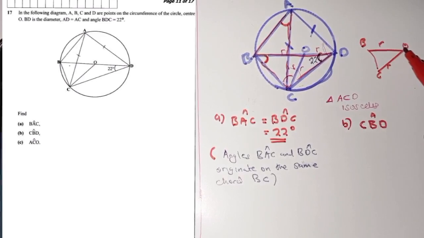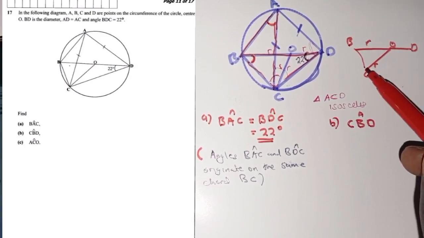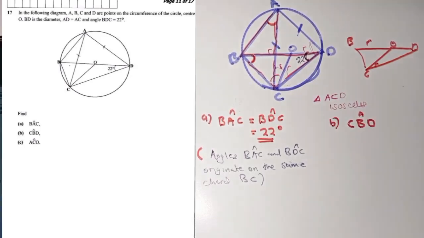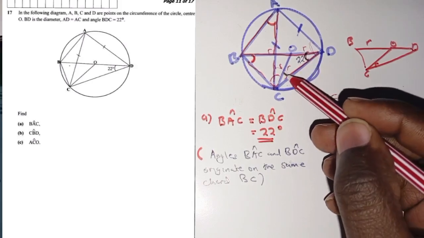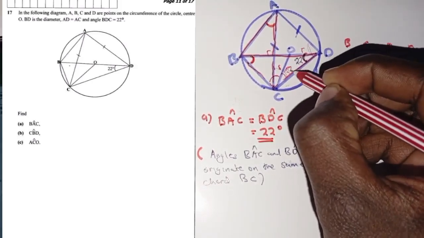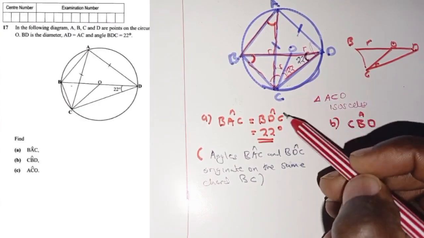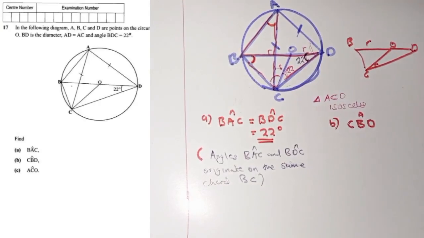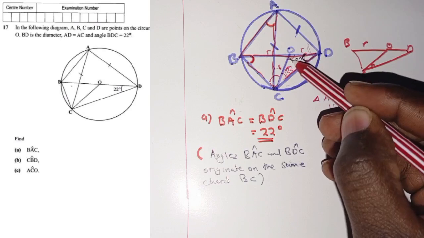Now remember, when you extend this side, there is D here, and these two are joining like this. All I'm trying to show you is that if this is 22, and these are radius, this is also 22. This here is also 22, and if this is 22, I hope you get this. This is 22, this is 22. So you can easily find this one here.